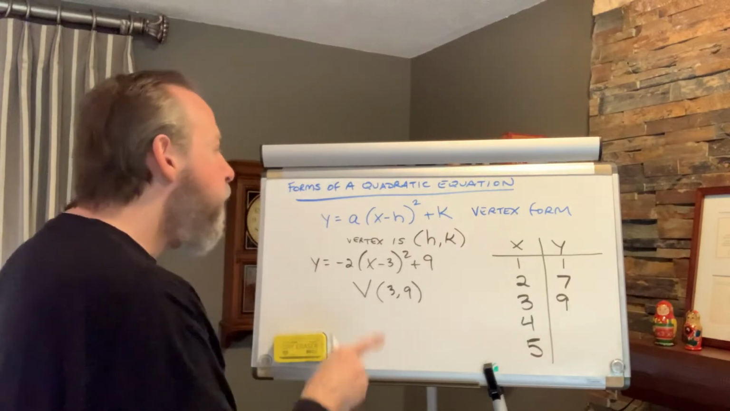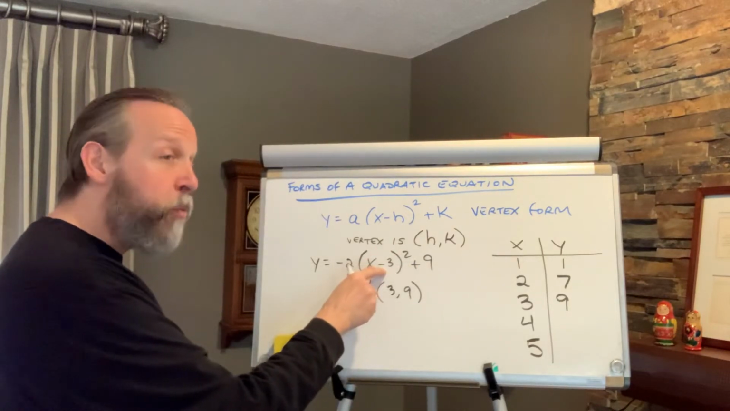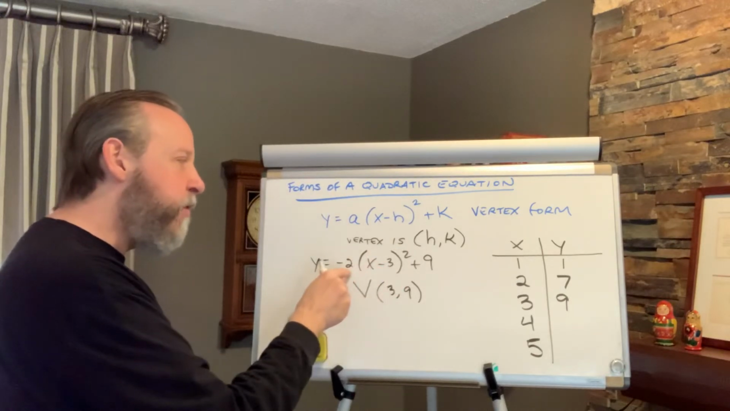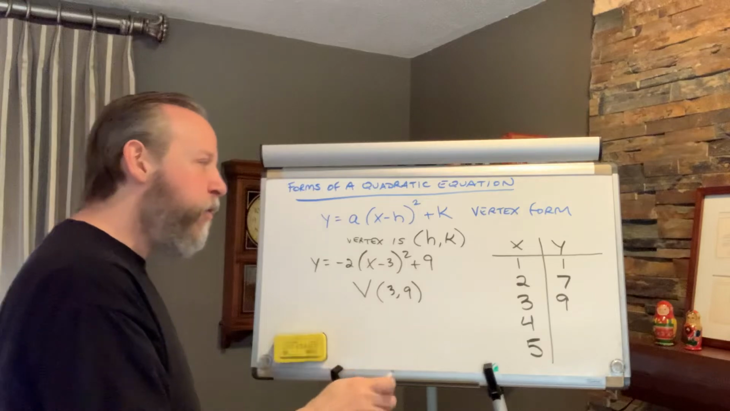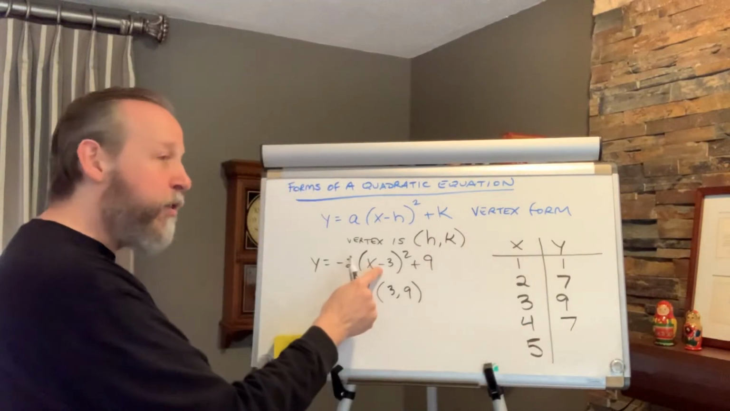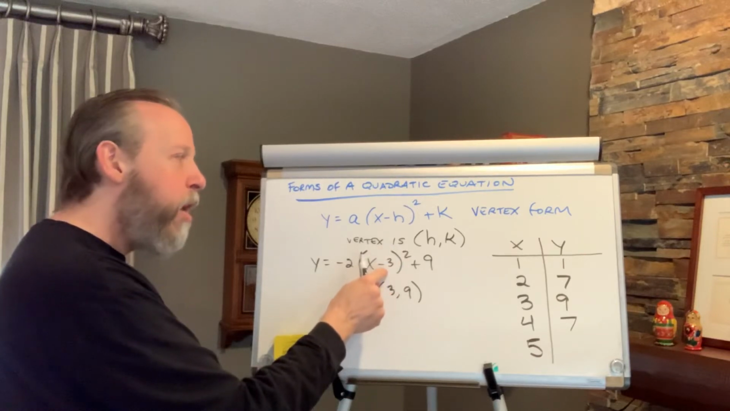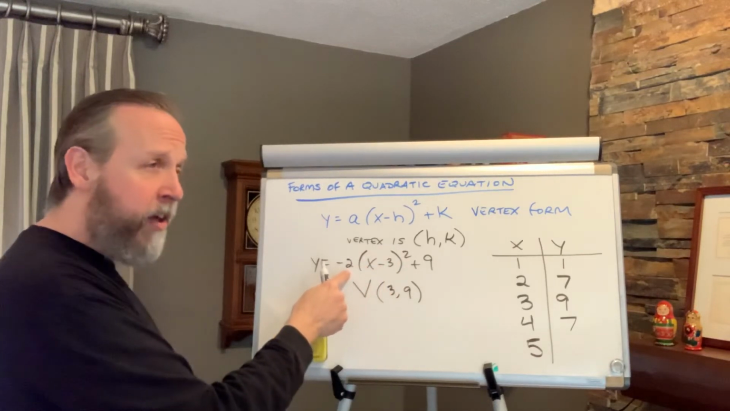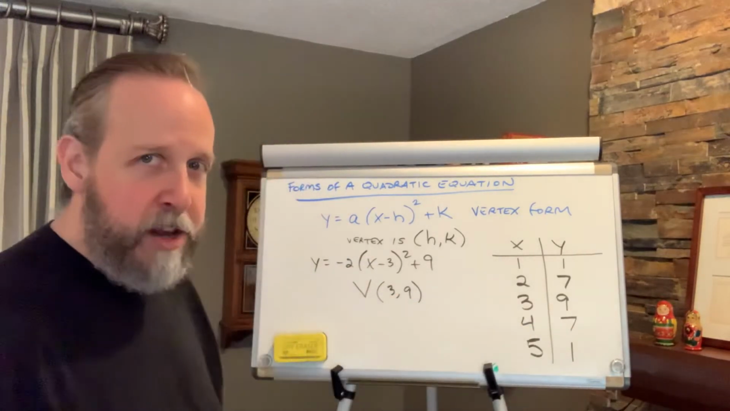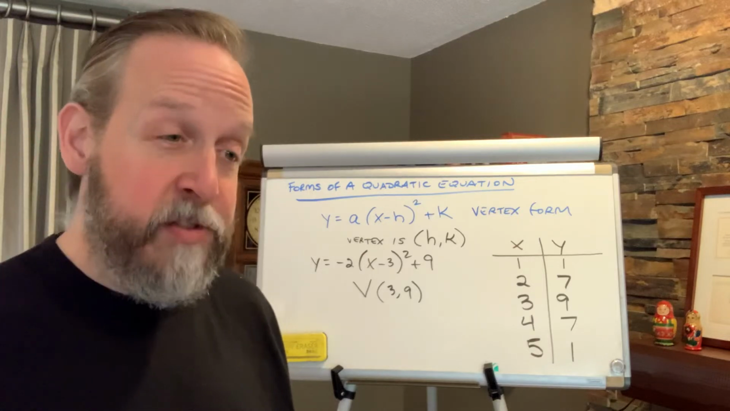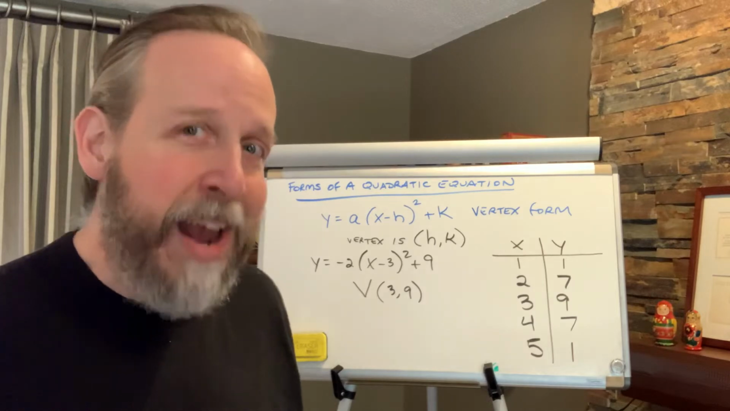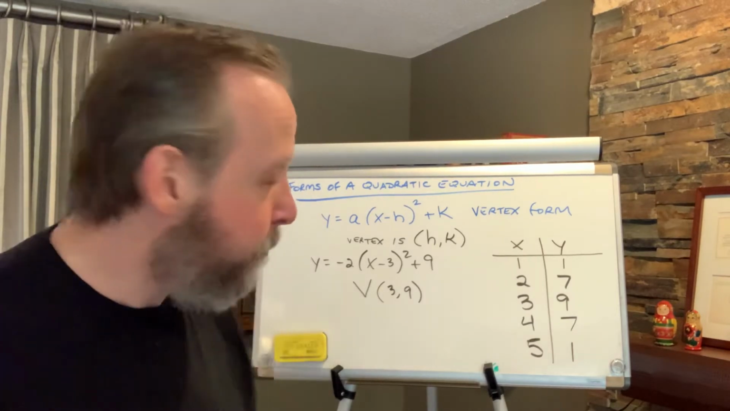Good for us. 4 minus 3 is 1. 1 squared is 1. 1 times -2 is -2. And -2 plus 9 is 7. Thank goodness. Plug in 5. 5 minus 3 is 2. 2 squared is 4. 4 times -2 is -8, and -8 plus 9 is 1. The symmetry that you get in the t-table, if it's centered on the vertex and you do things correctly, tells you that you're correct, tells you that you're right.